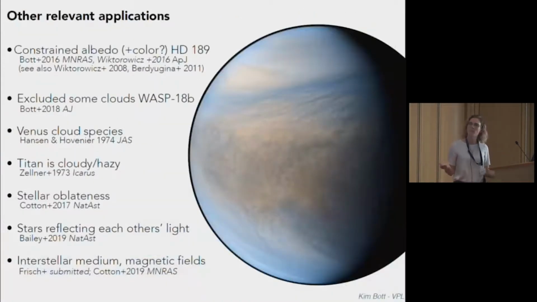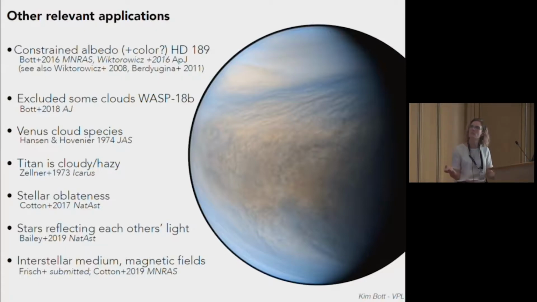I'm talking mostly about habitability today, but I wanted to touch on these other things that polarimetry has contributed to. Polarimetry has allowed us to constrain the albedo of HD 189733b. The original claimed detection of polarized light from that planet is disputed, but those non-detections that dispute that have given us some physical constraints on the nature of the planet.